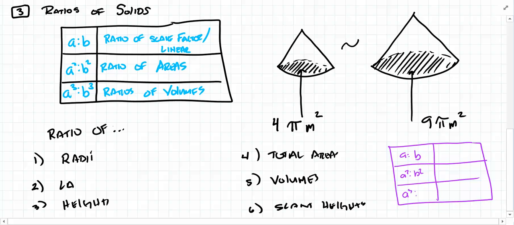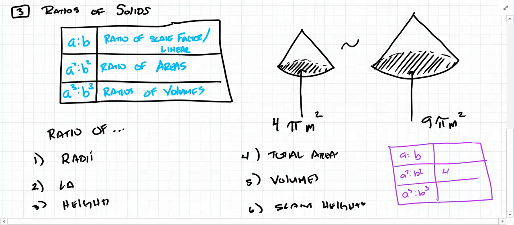All right? What is the part that I know? Yeah, I know the ratio of their areas, right? One's 4 pi meters to the other is 9 pi meters. If I write 4 pi divided by 9 pi, what do I get? I get 4 to 9. So that one goes here, 4 to 9.